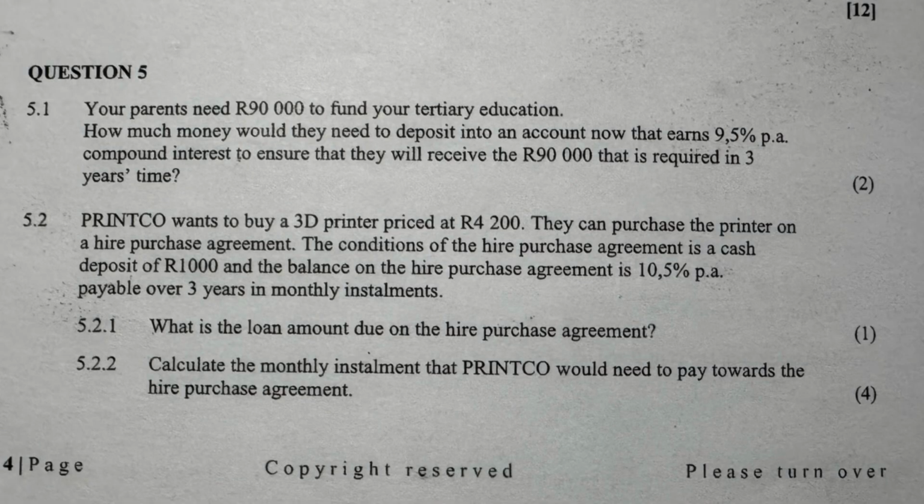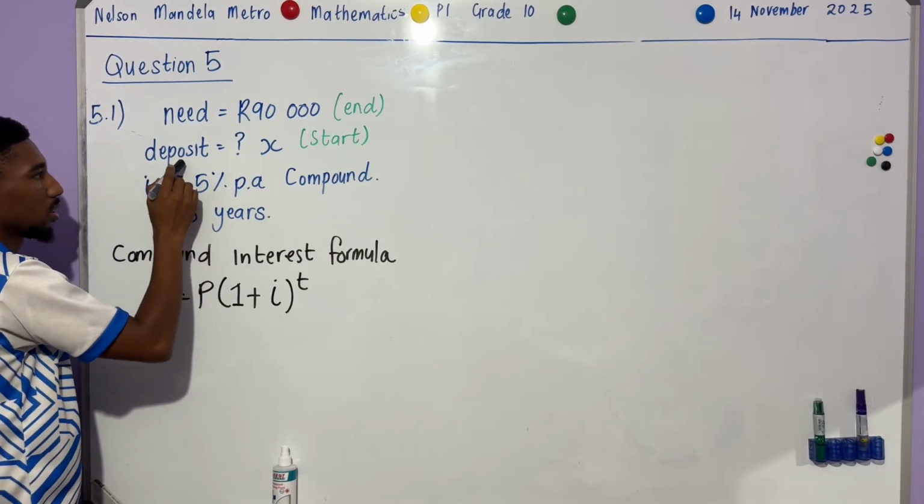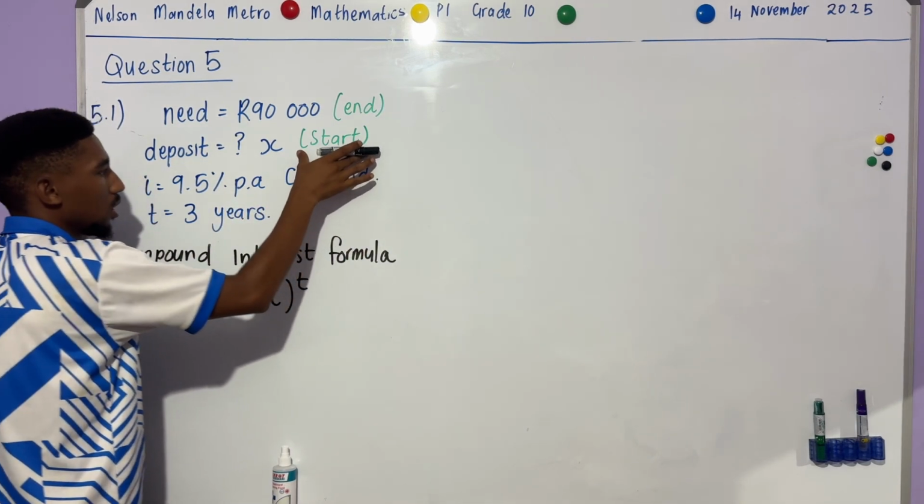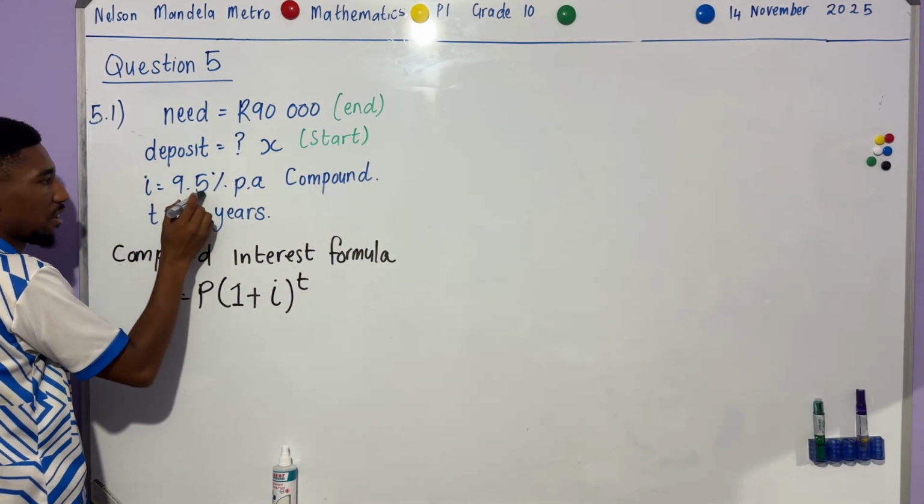Okay. Let's have a look at question 5. Question 5 says your parents need 90,000 Rand to fund your tertiary education. How much money would they need to deposit into an account that earns 9.5% per annum compound interest to ensure that they will receive the 90,000 that is required in 3 years' time? Now, the important information, we always jot that down. We need 90,000 Rand, which is at the end, and the deposit, we don't know.